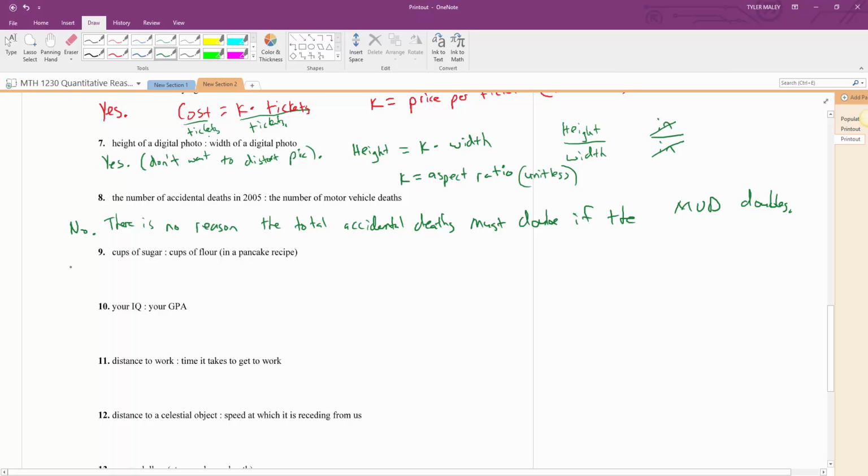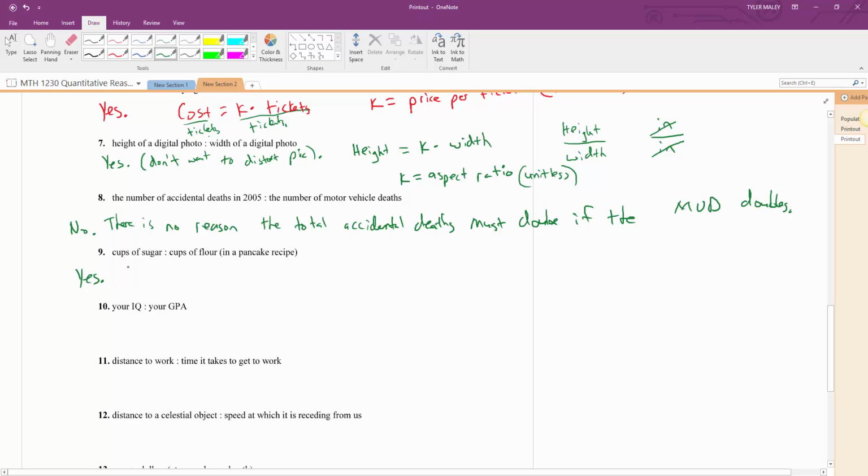So then number 9, we're comparing cups of sugar to cups of flour in a pancake recipe. So yes, this would be proportional. If you don't keep this proportional, then you won't have the taste be the same, and that doesn't seem practical either. So if we're comparing cups of sugar to cups of flour, and let's say I have double the amount of flour I need and I want to use it up, then I would also have to put in double the sugar.